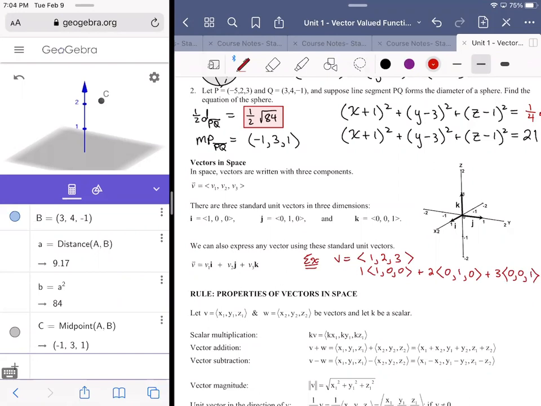All right. What I'm saying here is that the 1, 0, 0 is the same as saying I. So this would be like saying 1 I. The 0, 1, 0 is the same as saying J. That doesn't look much better. And the 0, 0, 1 is the same as saying K.